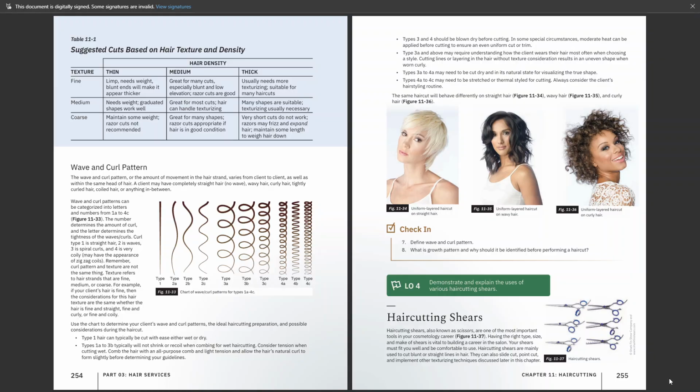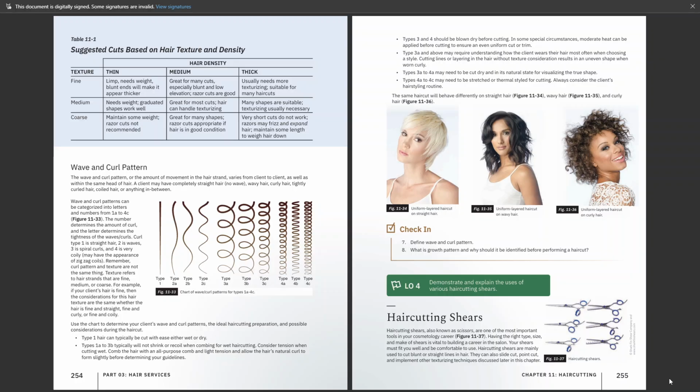Suggested cuts based on hair texture density. Texture, fine, medium, and coarse. Starting with fine, thin, limp needs weight. Blunt ends will make it appear thicker.